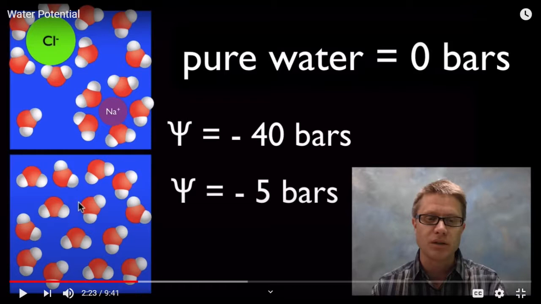So pure water then is zero. That's actually the highest water potential of all, is pure water. And the only way to make it go even higher is to put pressure on the system, right? So if we put it in an autoclave, or if we were inside a plant with cell walls where there was a lot of turgor pressure, then you can go into the positives. But usually water potential is a negative value, because almost always in nature, there's lots of solutes in water.